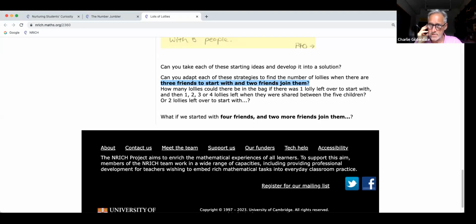And when we talk about low threshold, high ceiling tasks, that makes this problem hopefully accessible to the majority of children, but offers an extra challenge for those who are ready for it.